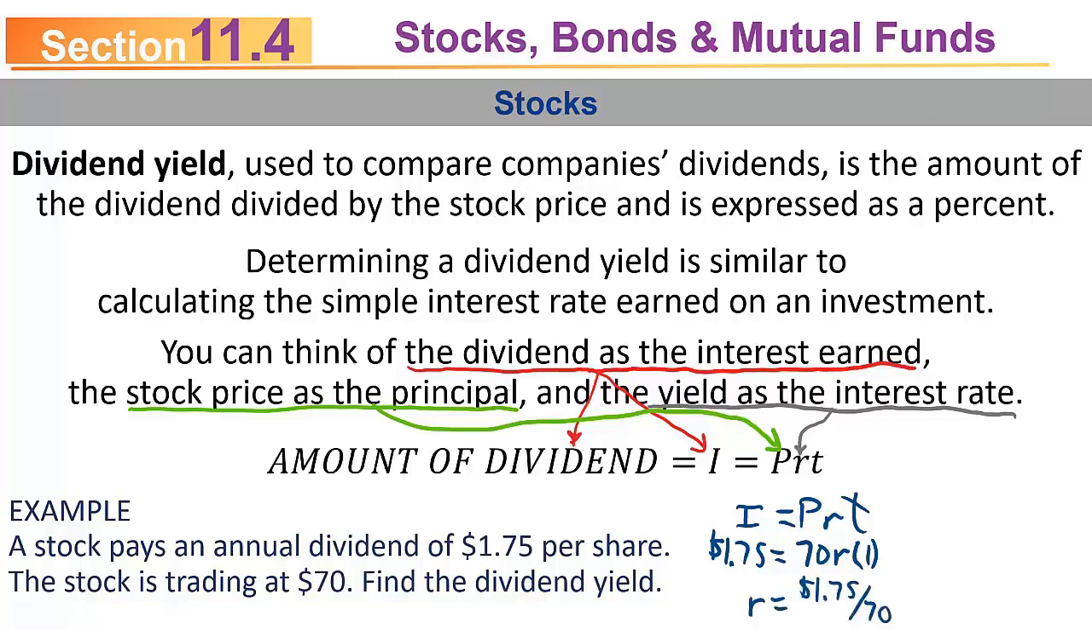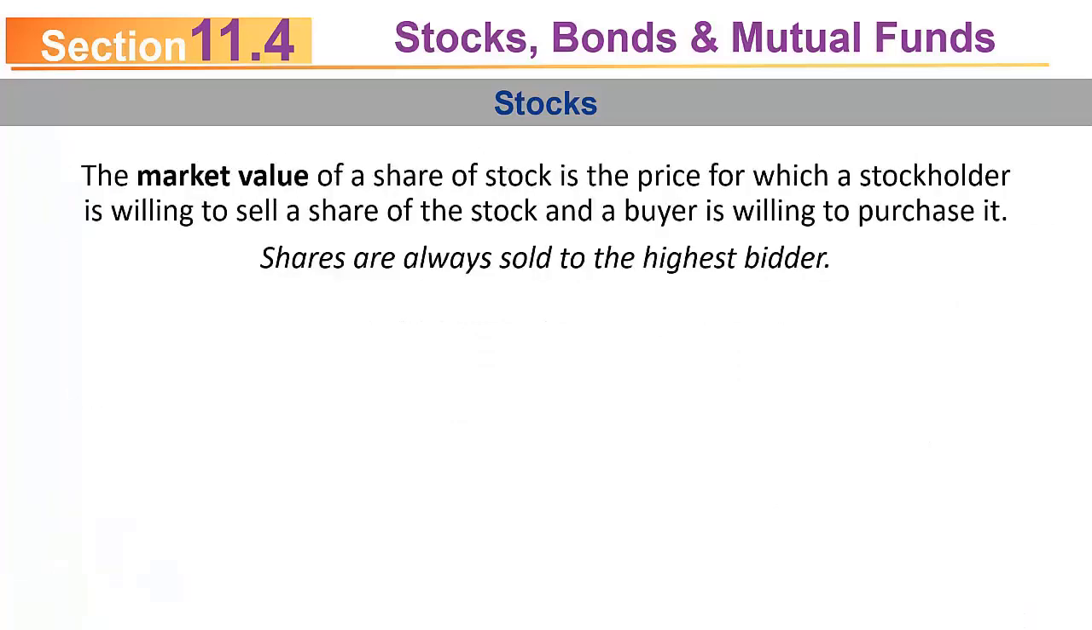So 70 times 1 is 70, and if you divide both sides by 70, you get 1.75 divided by 70, which is 0.025, and if you change that to a percent, you get 2.5%. So if a stock pays an annual dividend of $1.75 per share, and the stock is trading at $70, that represents a 2.5% dividend yield. And basically, you're just using the standard I=PRT formula.